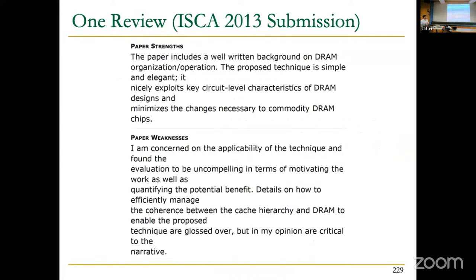And then sometimes you get good strengths, but then the weaknesses, some of them are nicer than others. So, I'm concerned about the applicability of the technique, the evaluation isn't compelling. Basically, this guy here is saying that I like your paper, but I think it's useless. And then you need to rebut that. So you write a rebuttal and say, no, my paper is useful because of this and that reasons. People usually don't get convinced, but anyway.